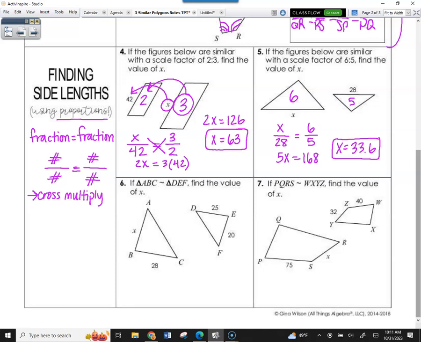Notice this time the triangles are not turned in the same direction. Find the one with X. It would be side AB. Go to your similarity statement and find the side it corresponds with in the other shape. What would that be?